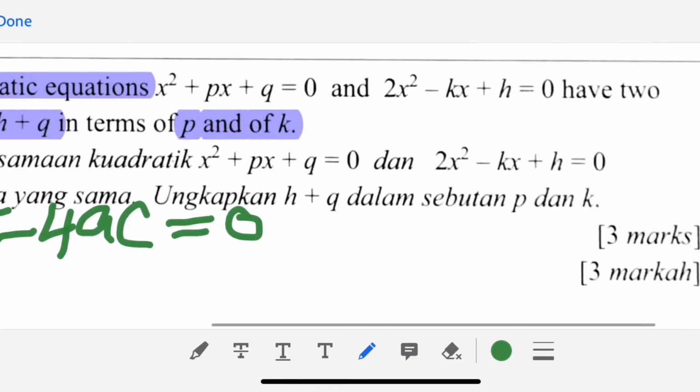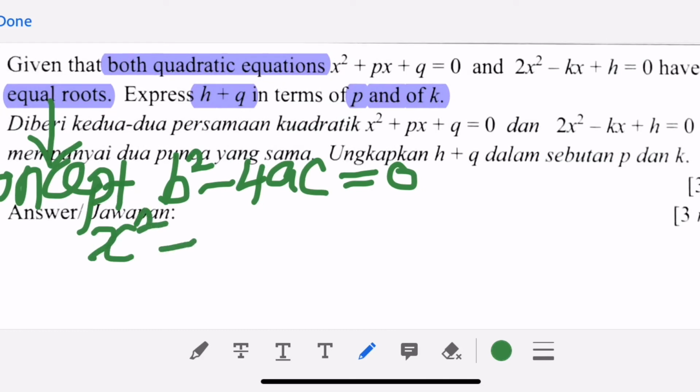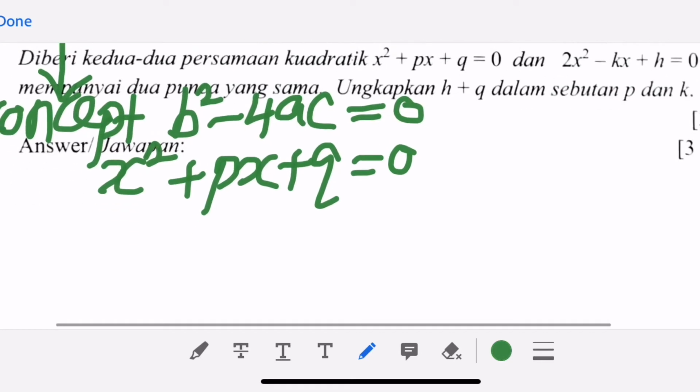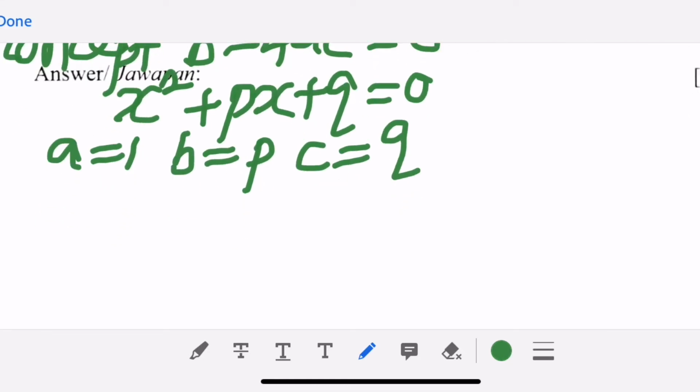Now we go to the equation and choose a, b, c. We write down a, b, c for the first quadratic equation: a is 1, b is p, c is q. And then we use b squared - 4ac = 0.